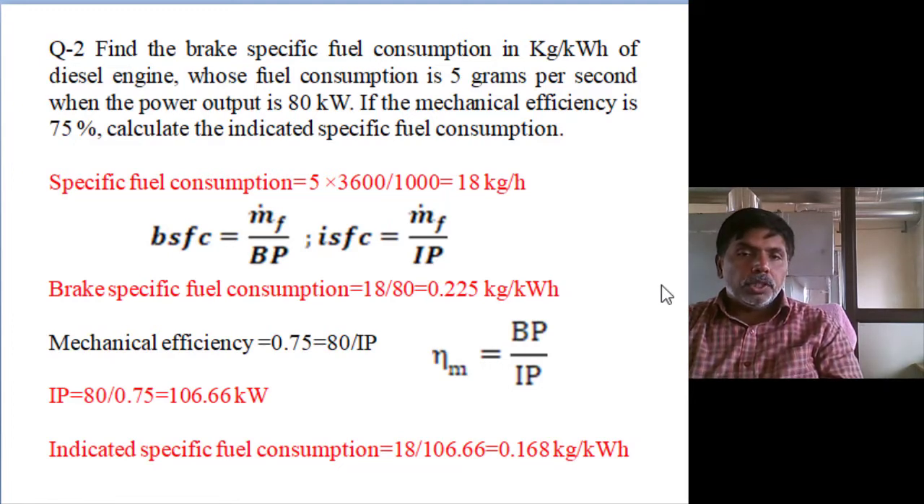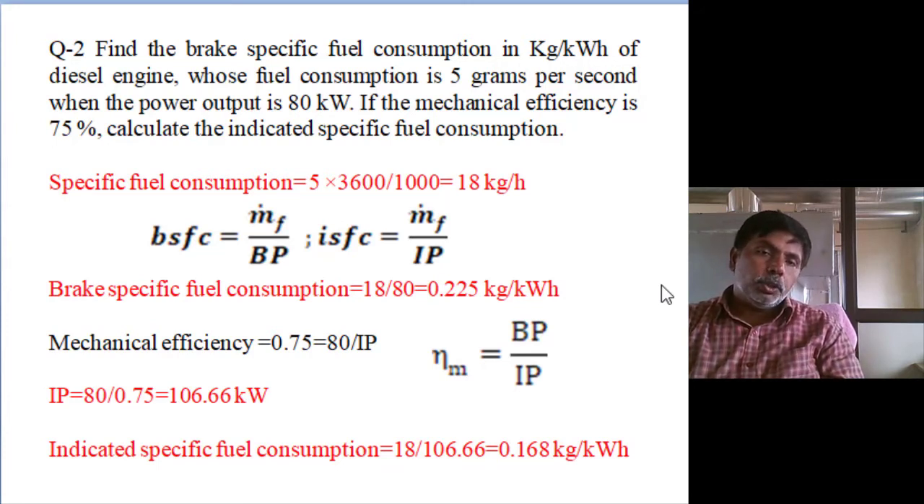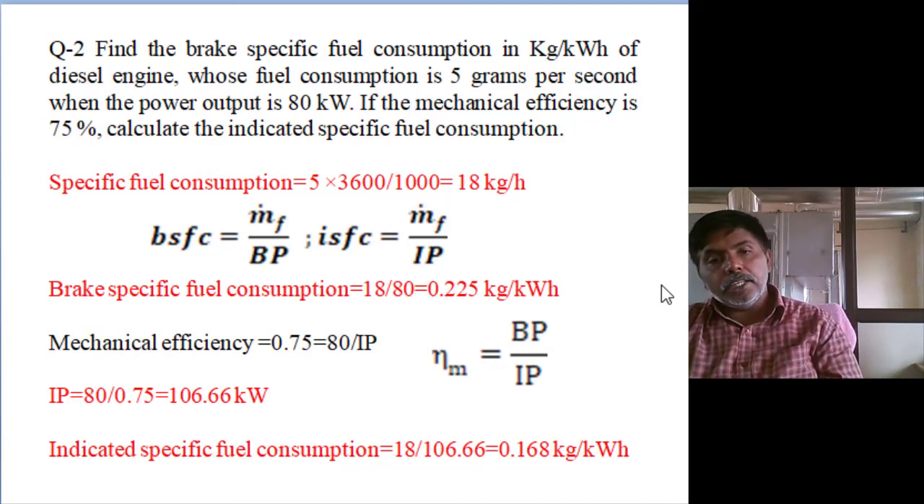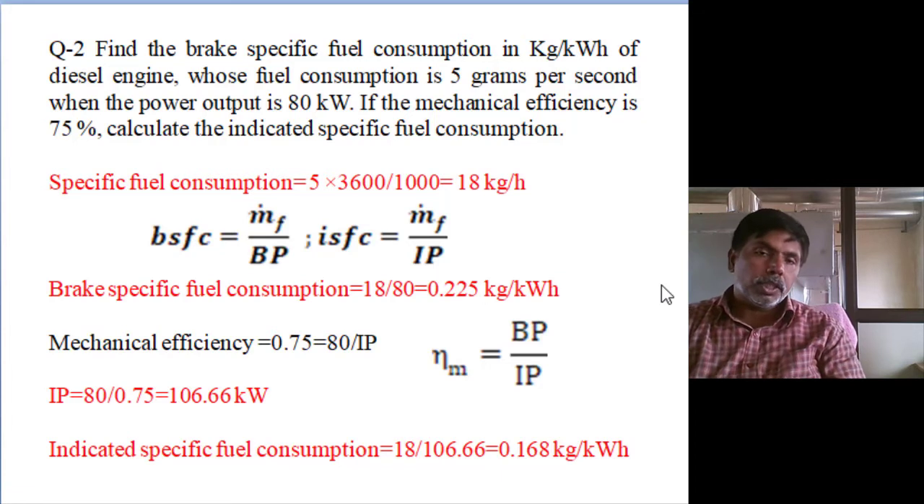If the power output is 80 kilowatt and the mechanical efficiency is 75%, which is also given, calculate the indicated specific fuel consumption. First we want to find the brake specific fuel consumption. By using mechanical efficiency, you determine the brake power, the indicated power, and then you calculate the indicated specific fuel consumption.